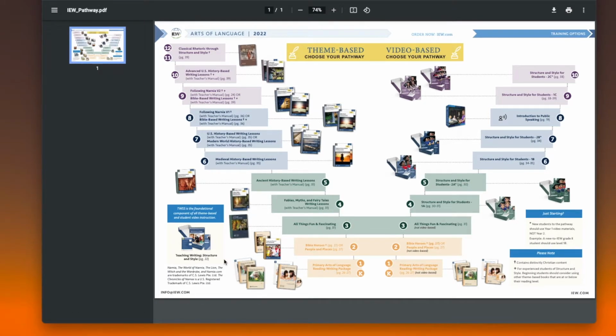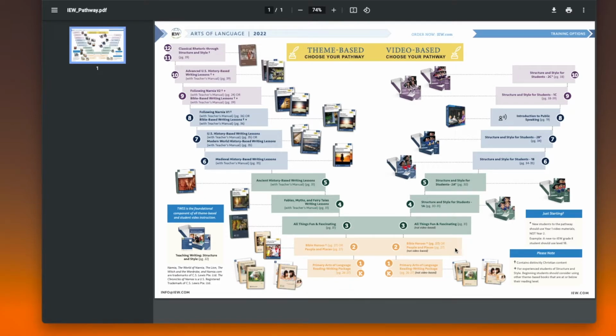IEW is not a secular company, so if you were looking for curriculum from an exclusively secular program, this is not the one for you. However, they do have non-sectarian resources. For example, their primary arts of language programs and each of their theme-based writings has a non-sectarian option. So for example, for the primary years, we have people and places. They also have Bible heroes. So if you are looking for a Christian-based writing program, then that might be a good option for you.